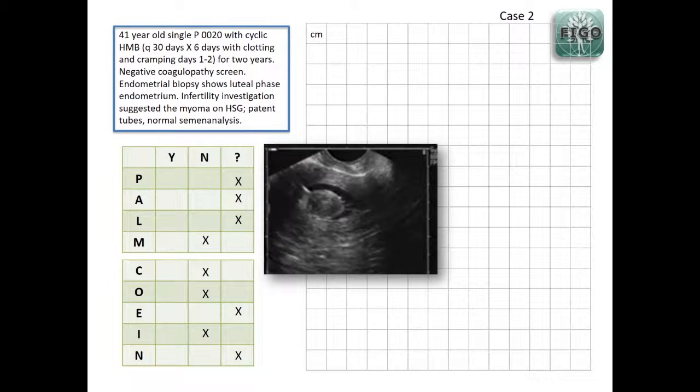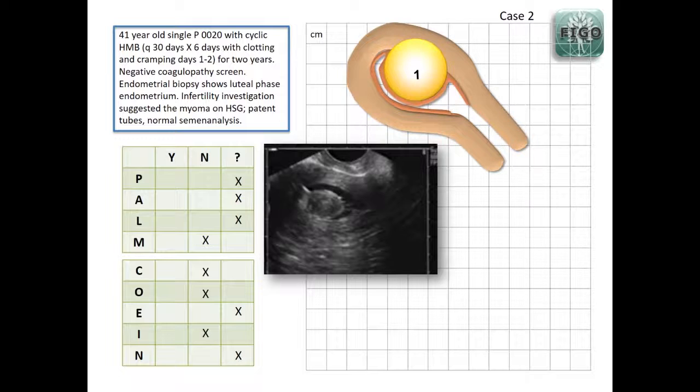A contrast ultrasound demonstrates a submucous leiomyoma. And here is the same image stylized, a type 1 lesion. So now we can populate the rest of the matrix. There's no polyp, there's no adenomyosis, there is a leiomyoma, and it is a submucous leiomyoma. The patient doesn't have any other identified unclassified entities, and as far as we know, she doesn't have AUBE. So this is a very simple way of working through a relatively simple situation.